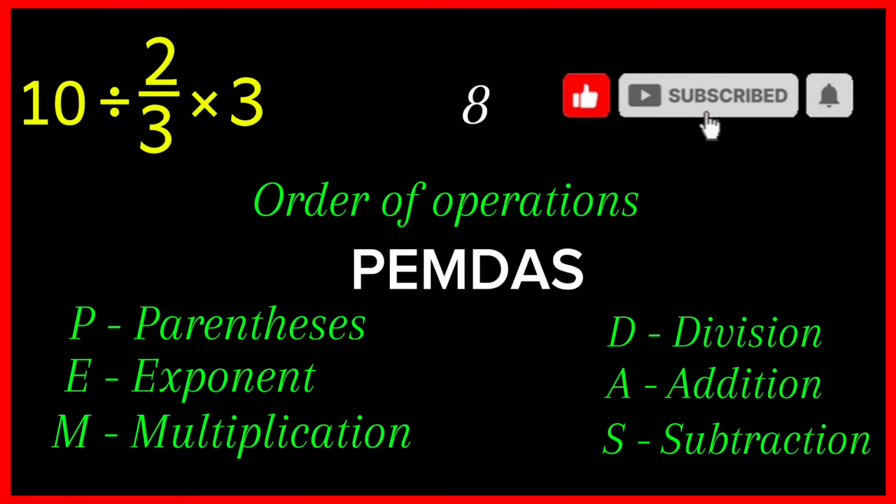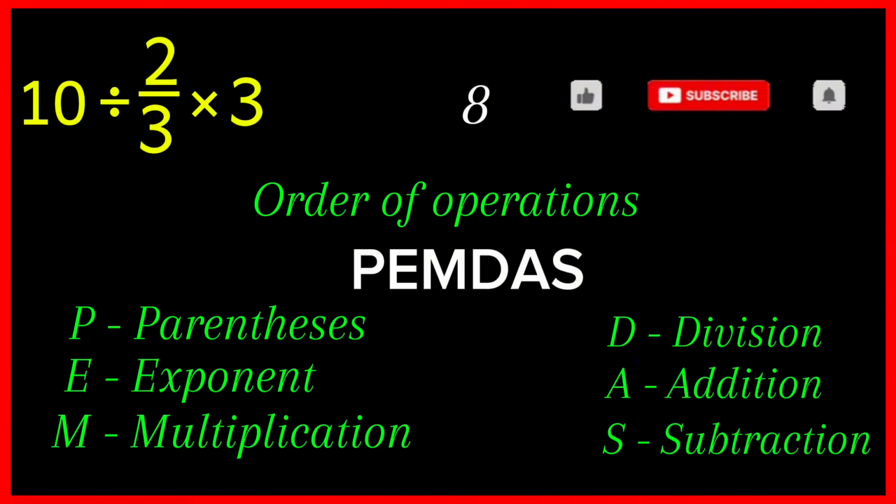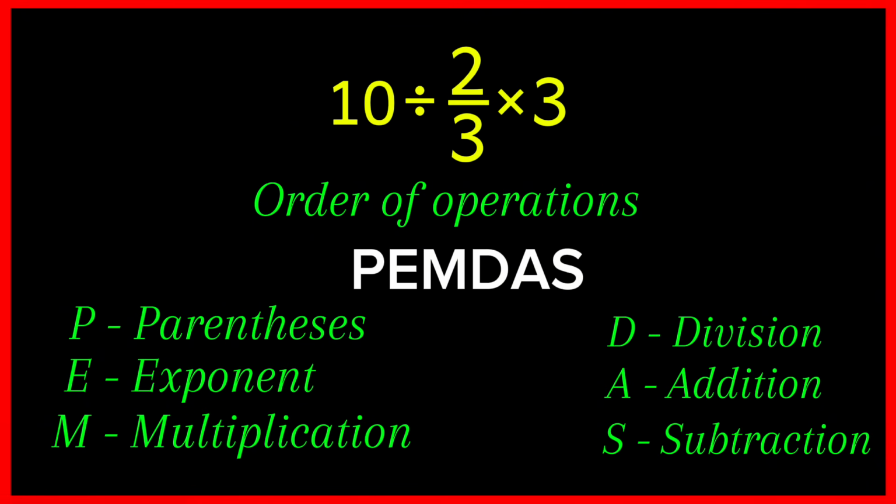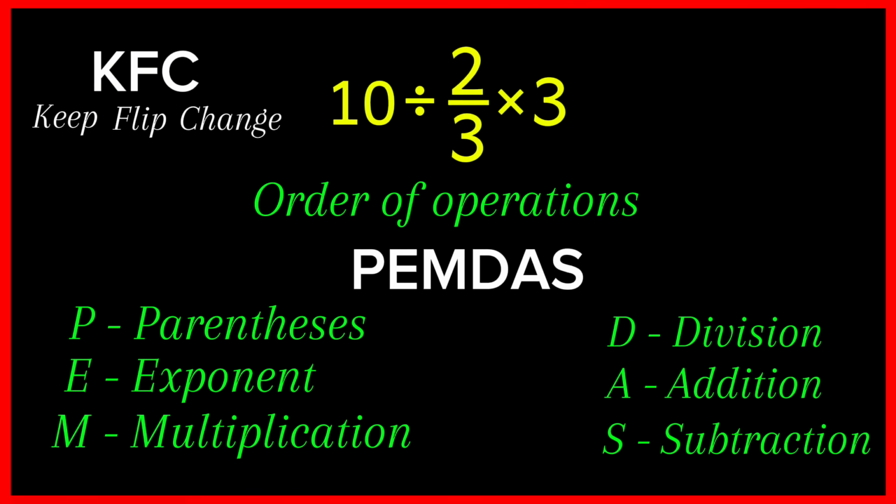Now, let's go back to our main problem. We have 10 divided by 2 over 3 times 3. Since division comes before multiplication from the left, we handle 10 divided by 2 over 3 first. And this is where many people get confused because of the fraction. But don't worry, I'll show you a simple trick called the KFC rule. Keep, flip, change. It makes dividing fractions very easy.